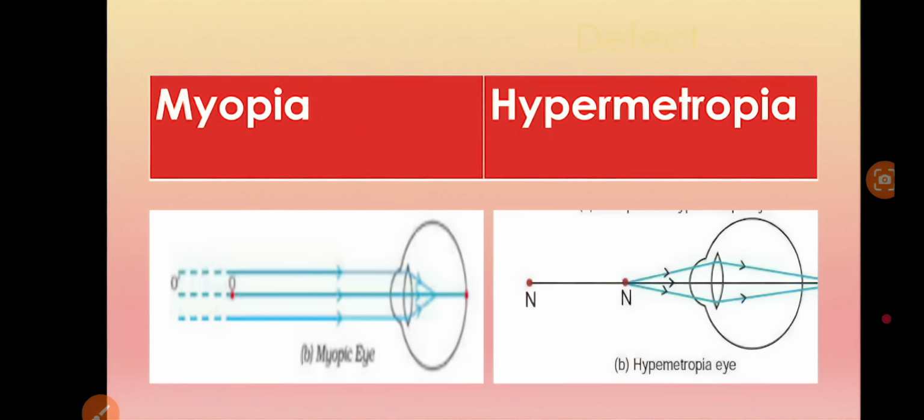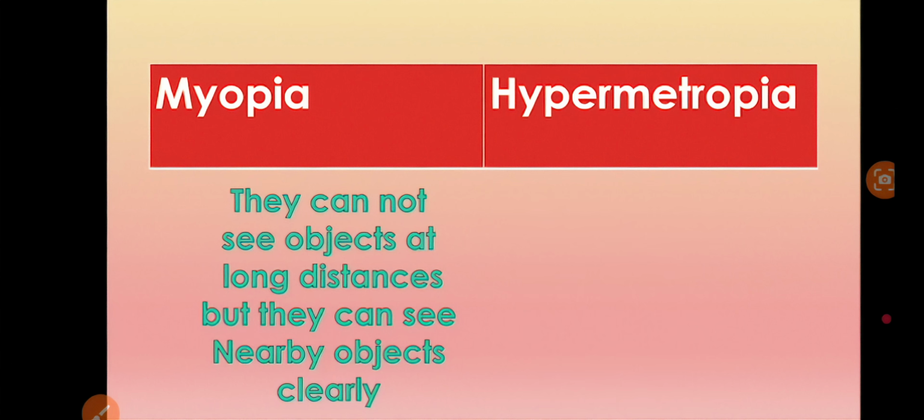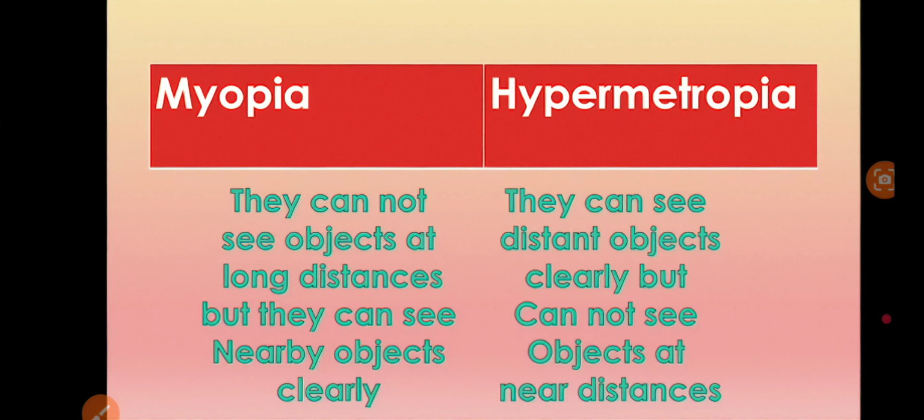Here we can see myopia and hypermetropia, the differences between the image formation also. The correction we already discussed. In myopia, they can see the nearer objects but cannot see the distant objects beyond a particular distance. In hypermetropia, they can see the distant objects clearly but cannot see the objects at near distances.